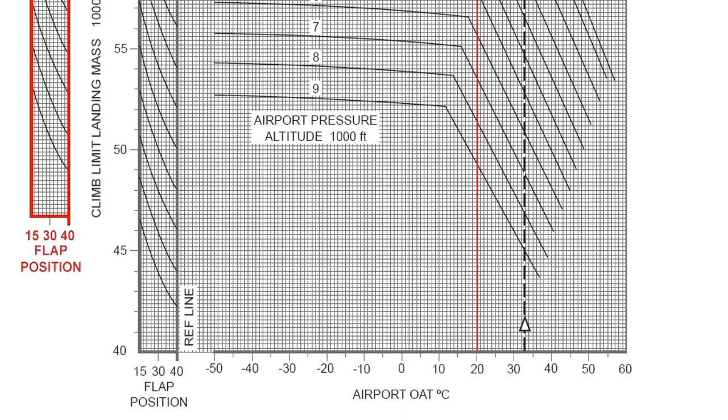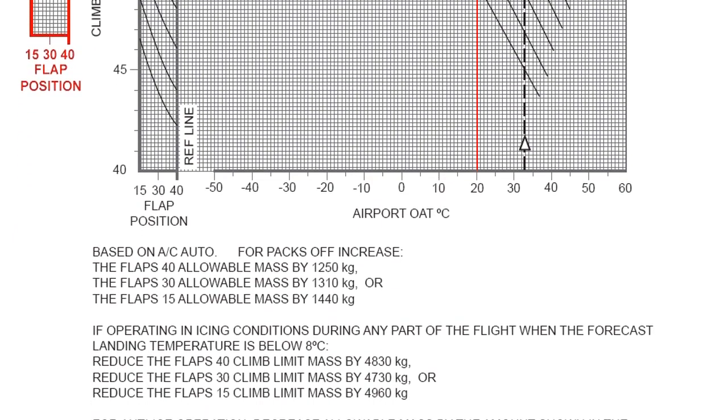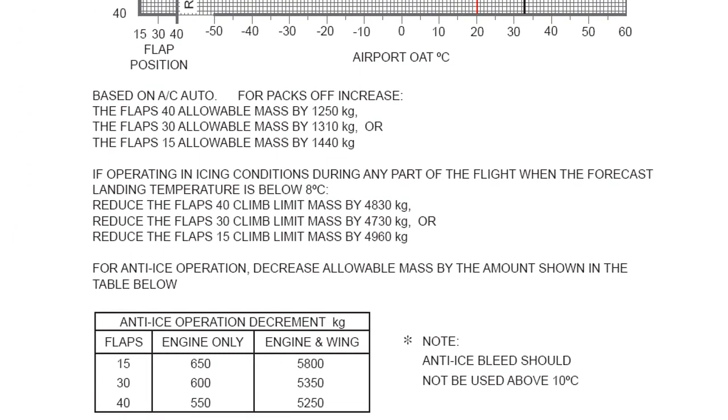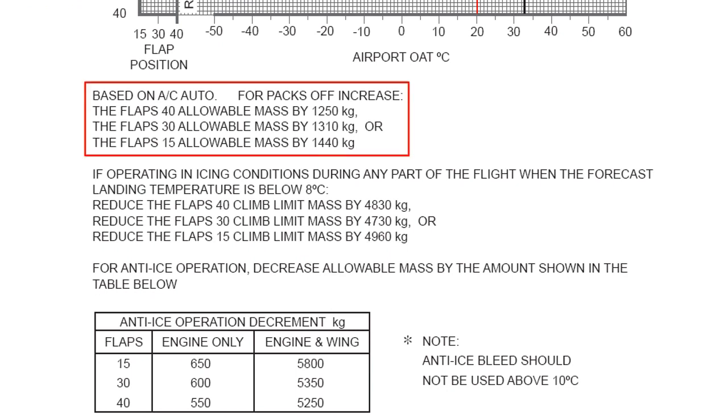Before we complete the study of the graph, ensure you have looked at the correction information. Notice that near the bottom of the page is a long list of corrections that may need to be applied. The graph is based on the air conditioning packs being on automatic. If the air conditioning packs are off, increase the landing climb mass by these amounts depending on the flap setting.